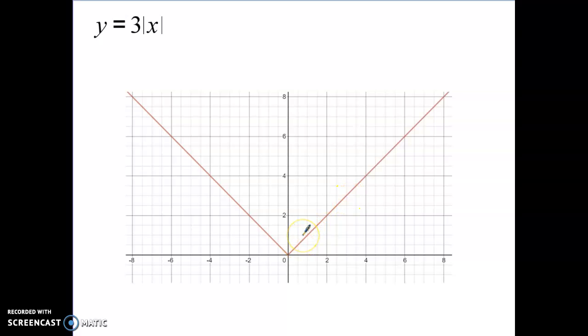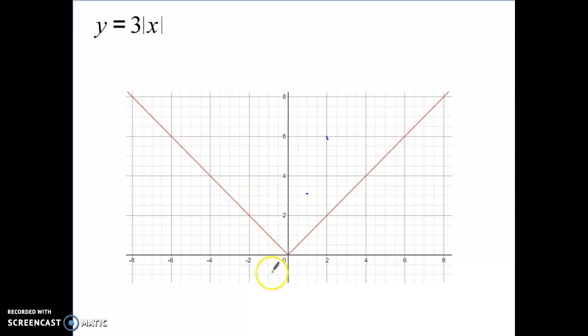Well, basically what's going to happen is it's going to take every y value and multiply by 3. So if I were to put a 1 right here, absolute value of 1 is 1, and then I multiply that times 3. 1 times 3 is 3. So right here where I had x value of 1 going to a y value of 1, now the x value of 1 is going to go to a y value of 3. And the x value of 2, you see right here, it used to go to a y value of 2, but now 2 times 3 is 6.